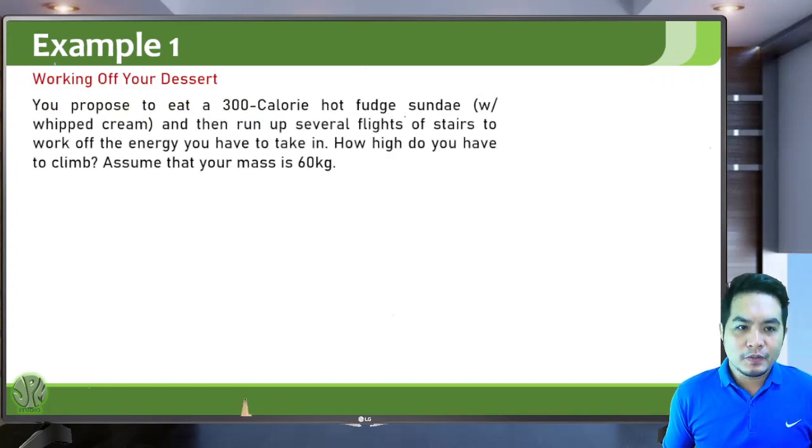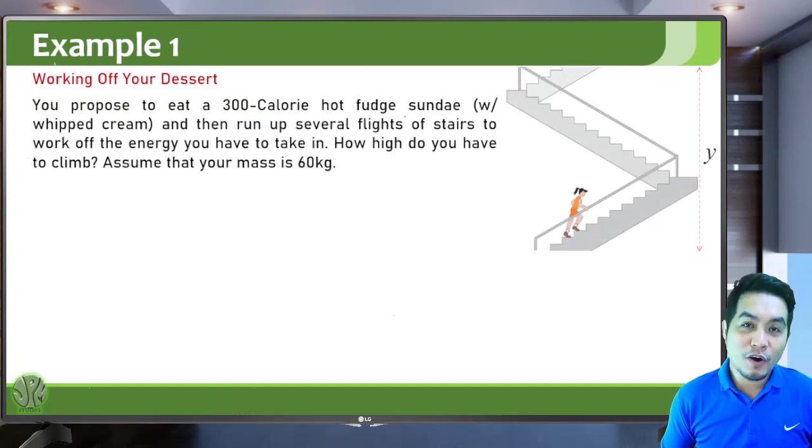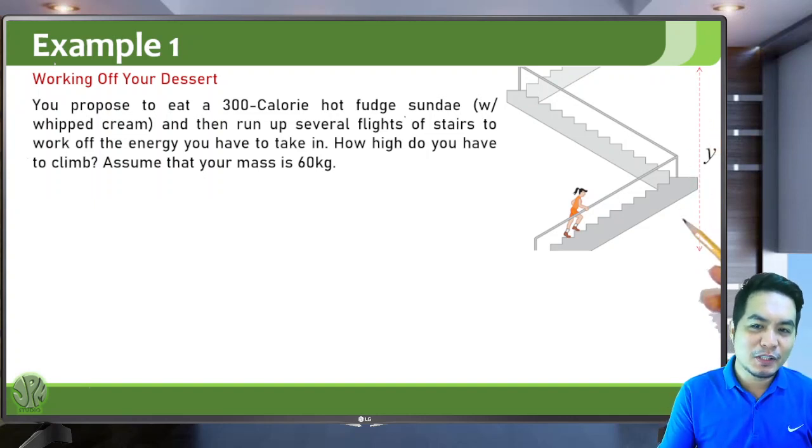So first example, working off your dessert. You propose to eat a 300 calorie hot fudge sundae with whipped cream and then run up several flights of stairs to work off the energy you have taken in. So you need to burn all of the hot fudge sundae calories that you have eaten. So the question is, how high do you have to climb? What's the height of the building that you need to climb, assuming your mass is 60 kilograms?